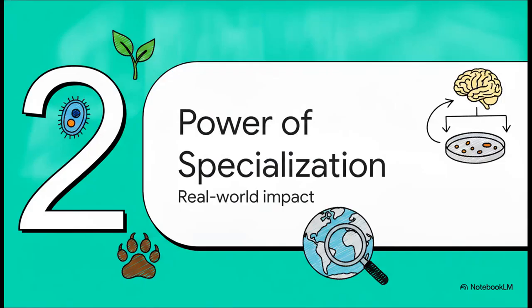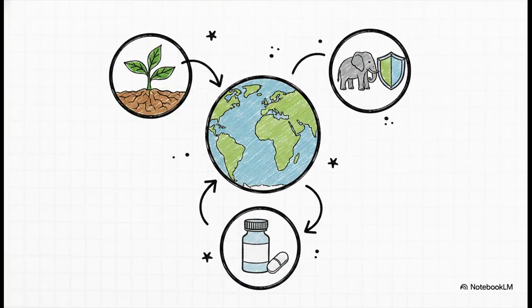Moving on to Section 2, the power of specialization. Let's talk real-world impact. So why does all this matter outside the classroom? Well, because specialization leads to massive real-world impact. Botanists develop incredibly tough crops designed to survive harsh droughts. Zoologists figure out the absolute best ways to protect endangered wildlife. And microbiologists, they discover new life-saving medicines.